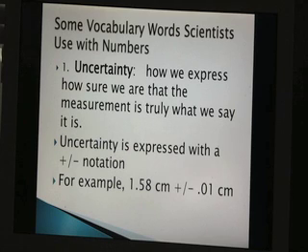Now we've got to get some vocabulary words that we use in science when we're talking about numbers. And the first one is uncertainty. This is how we express how sure we are that the measurement is truly what we say it is. Uncertainty is usually expressed with a plus or minus notation. So for example, if I measure the length of a line segment and I found it to be 1.58 centimeters, I could express my uncertainty plus or minus 0.01 centimeters. Generally, the last digit reported in a measurement has some uncertainty.